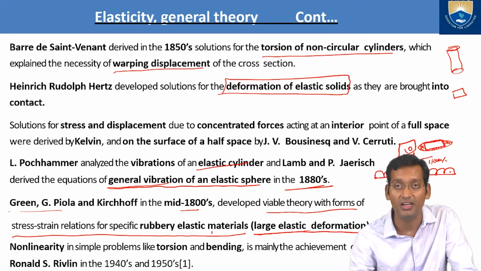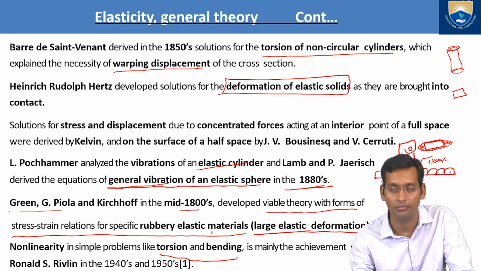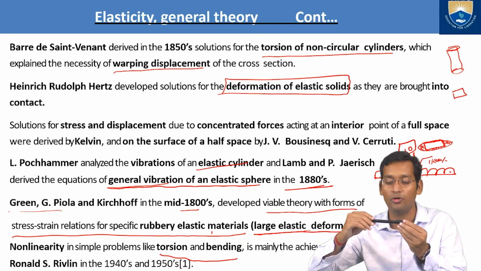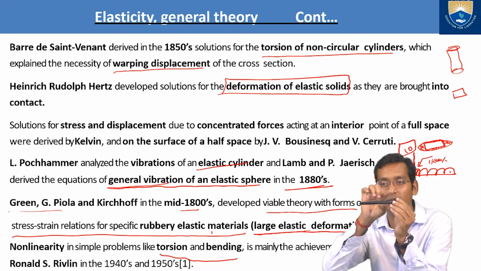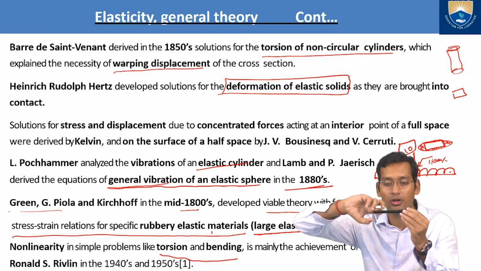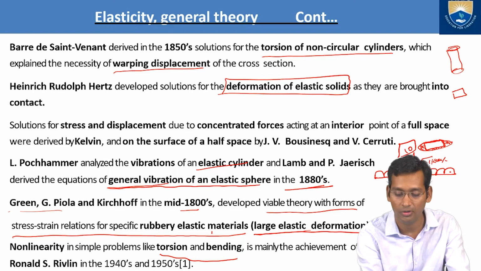Now, non-linearity of simple problems like torsion and bending. Bending is what? We can see the bend. But what about the torsion? Suppose if this is there, right? Bending is just we are bending, so this will become like an arc. Torsion is just twist. Instead of this, now make twisting. So bending and twisting is given by what?